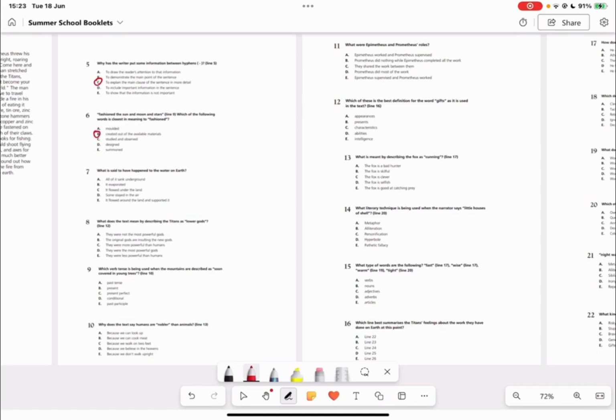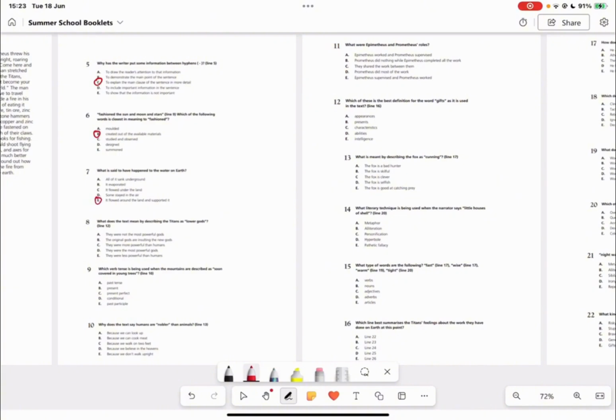Then 7, what is said to have happened to the water on Earth? So this one, we're looking at, it did not sink underground, it did not evaporate, it did not flow under the land, didn't stay in the air, but it did flow around the land and support it.